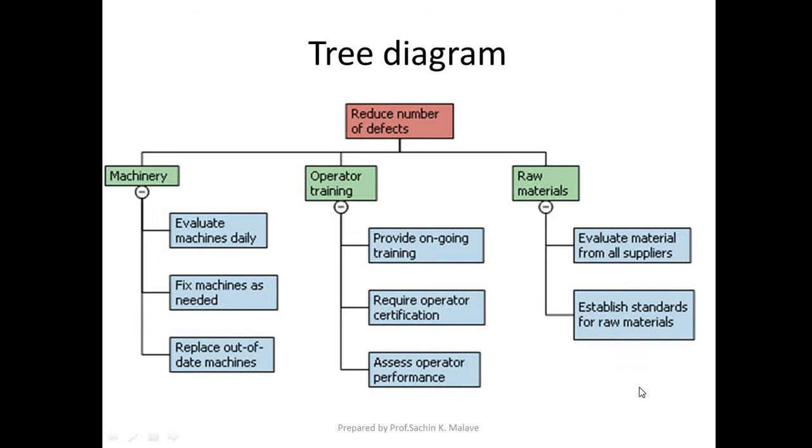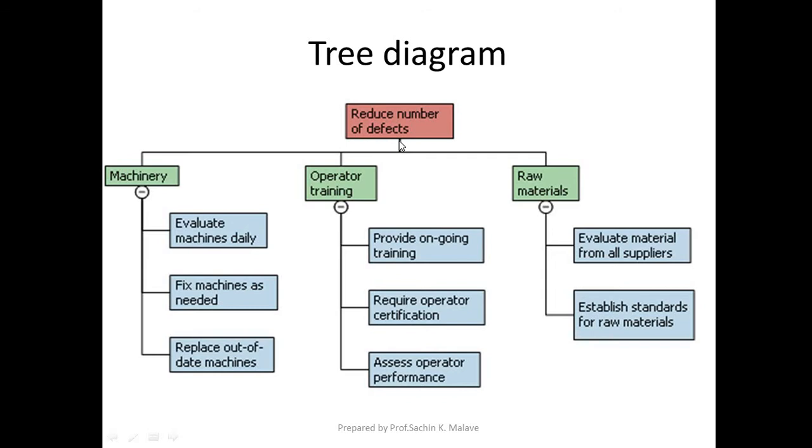Then there is another new quality control tool, which is called a tree diagram. The objective of the tree diagram: if you see it, it is like a tree. These are the branches of a tree, main branches and sub branches. That's why it is called a tree diagram.